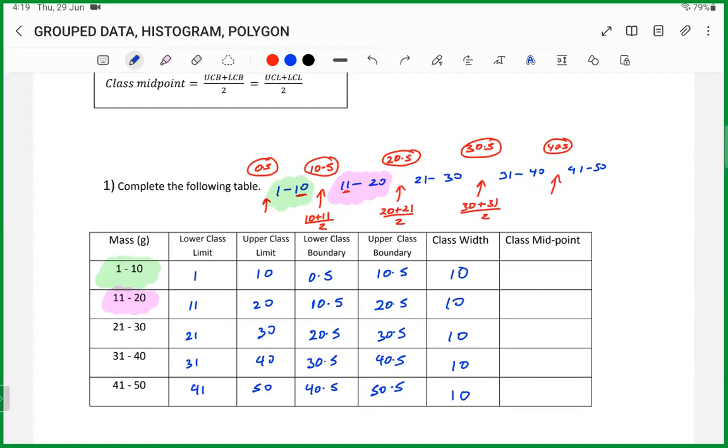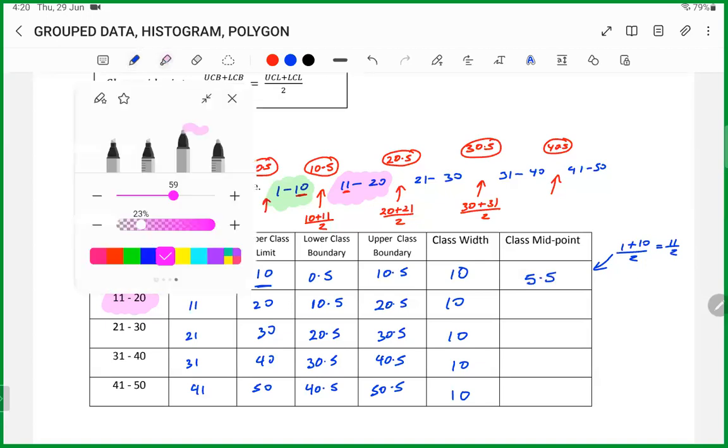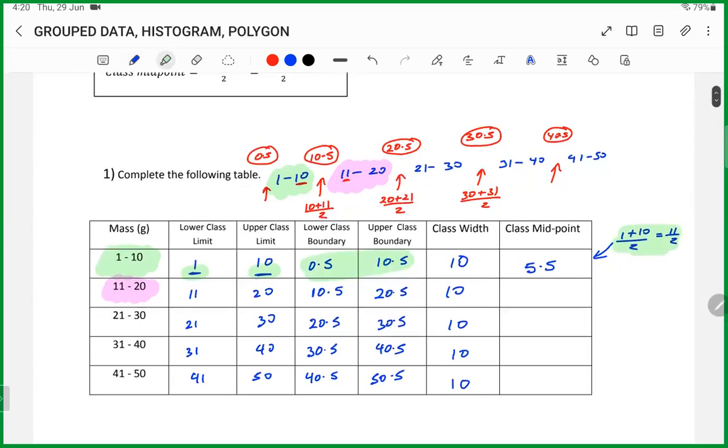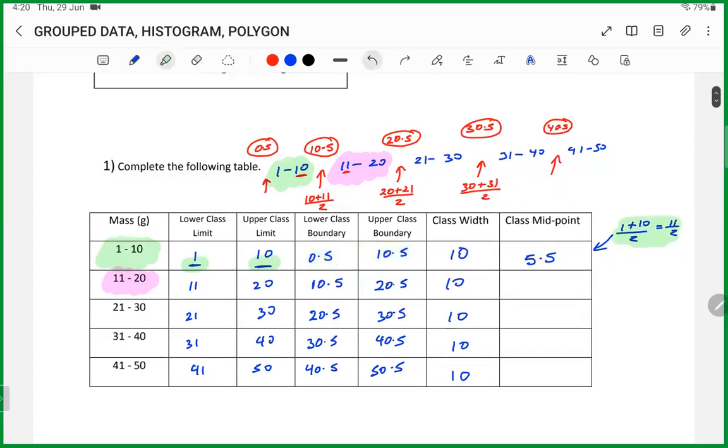So what is the average of our two limits here? The lower class limit and then the upper class limit. We have 1 and 10. So the average of 1 and 10 is 1 plus 10 over 2, which is 11 over 2. 11 over 2 is 5.5, right? So that would be the average of the 1 and the 10. That's how I get that. Now, if you wanted to take the average of the 0.5 and the 10.5, it's the same 11 over 2, right? You get the same thing.